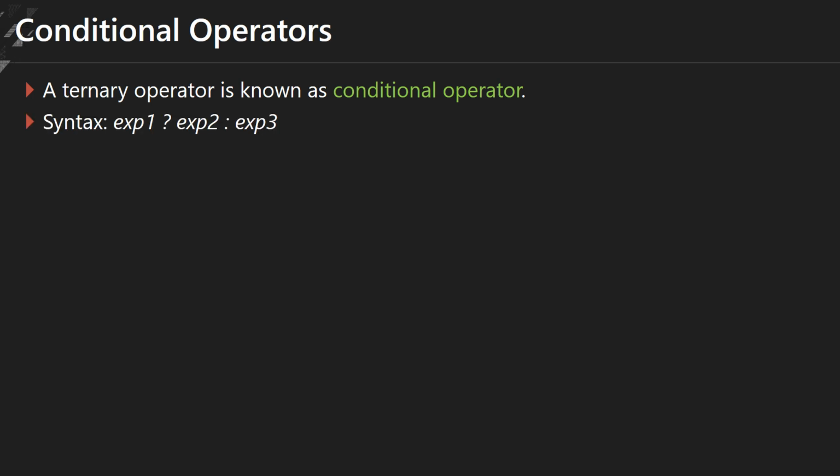Another kind of operator is the conditional operator, which is also nothing but the ternary operator. So the ternary operator is like this: there are three expressions here. Syntax is like this: expression 1 question mark expression 2 colon expression 3. Expression 1 is evaluated first, depending on whether it is true. If it is true, expression 2 will be executed. If it is false, expression 3 will be executed.